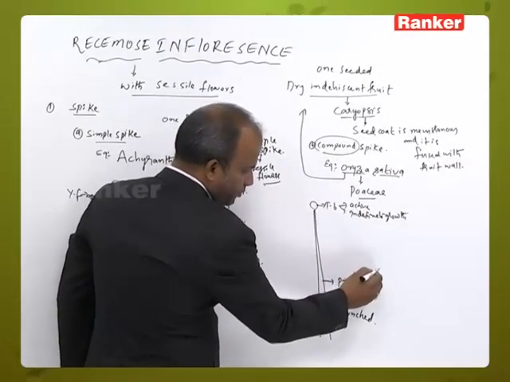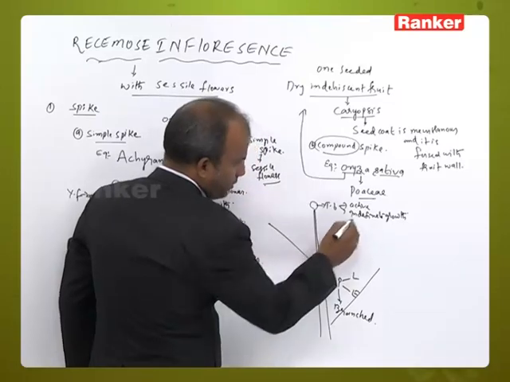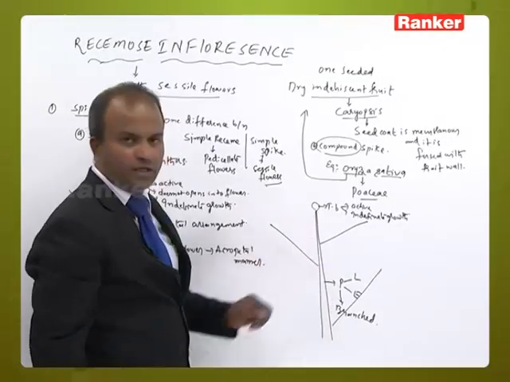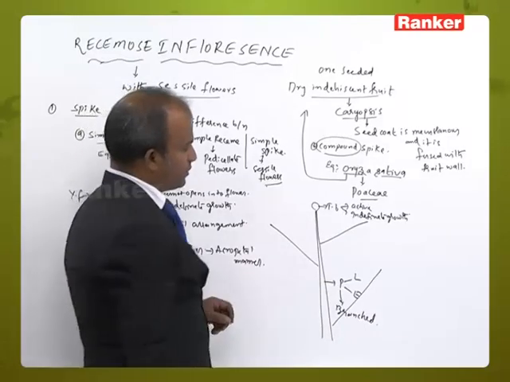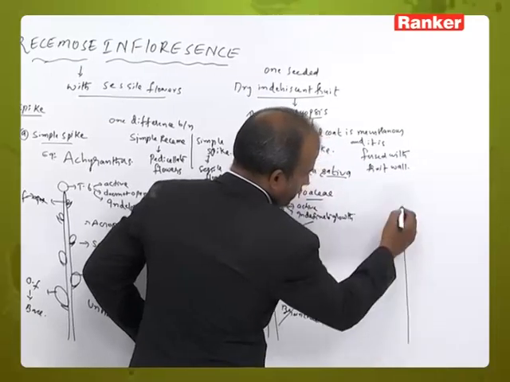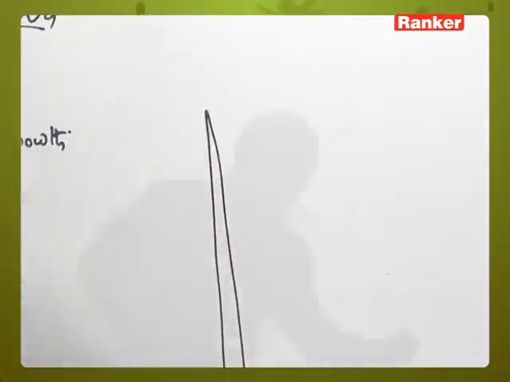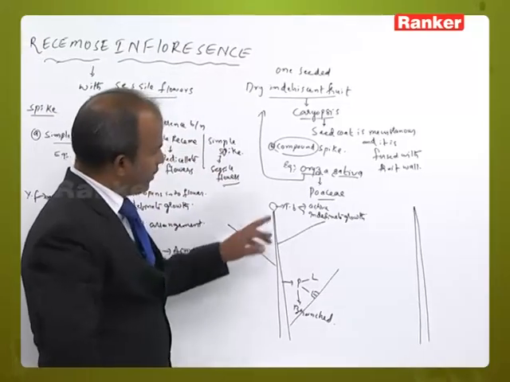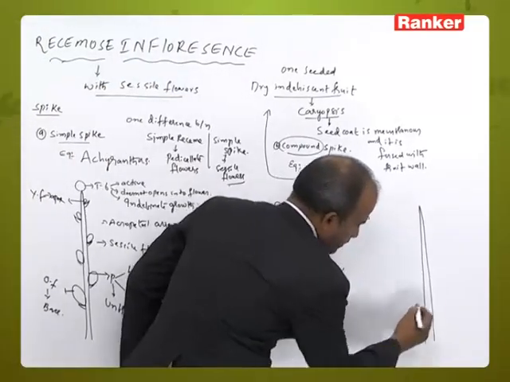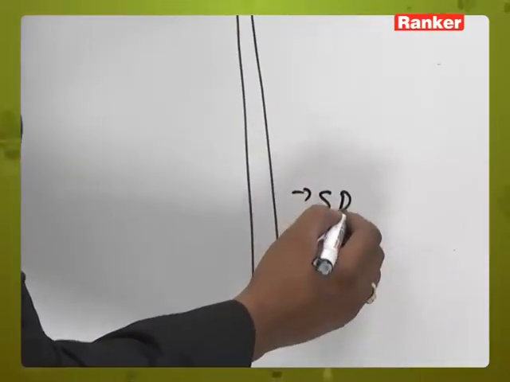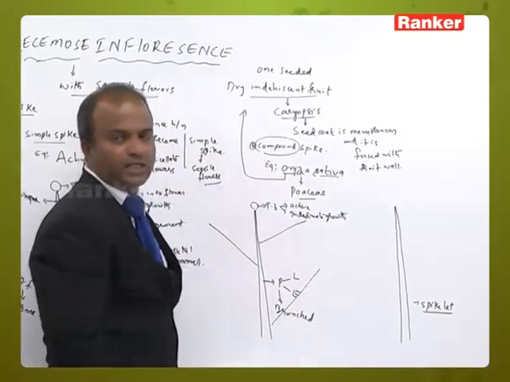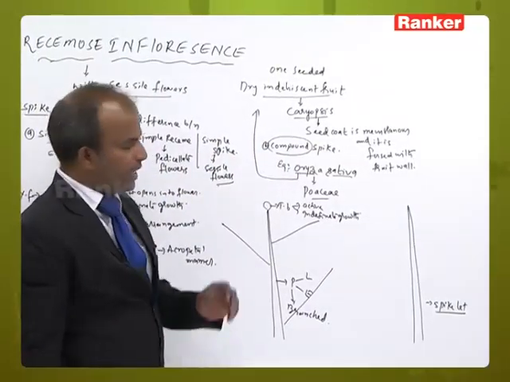On this peduncle, numerous branches are developing. In this, each branch, think of it as nothing but the branch. Each branch of the compound spike itself is called a spikelet.